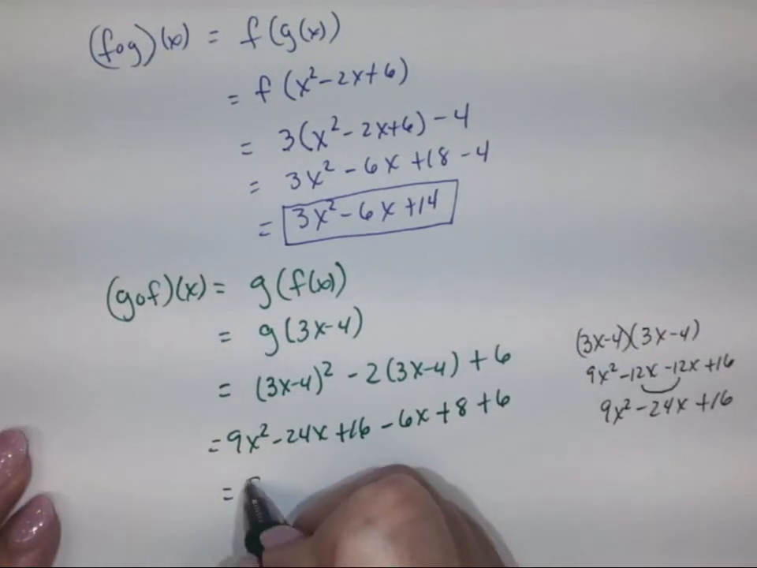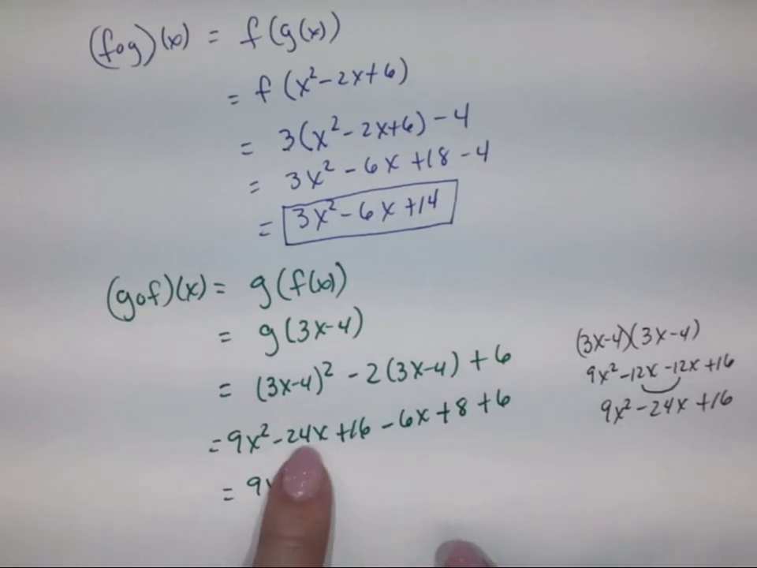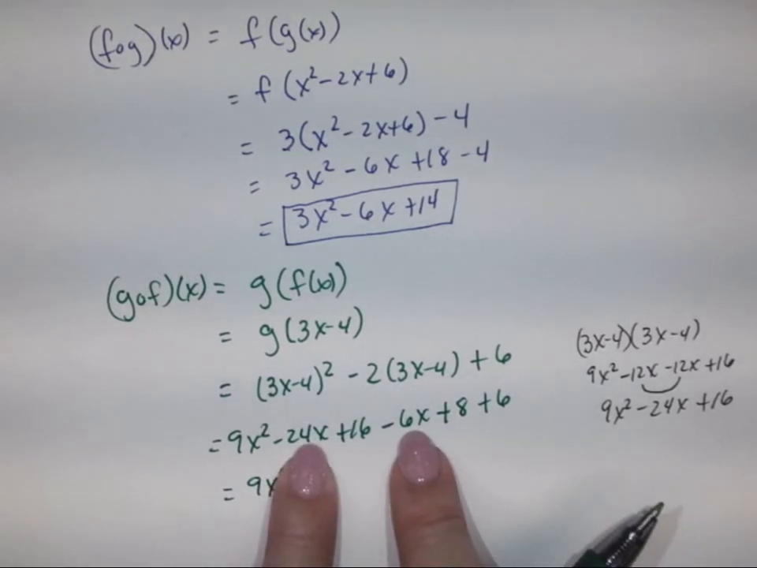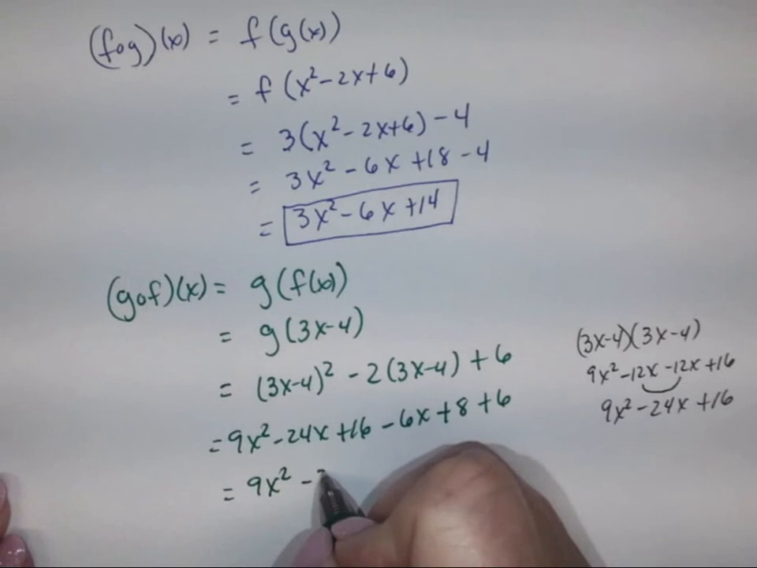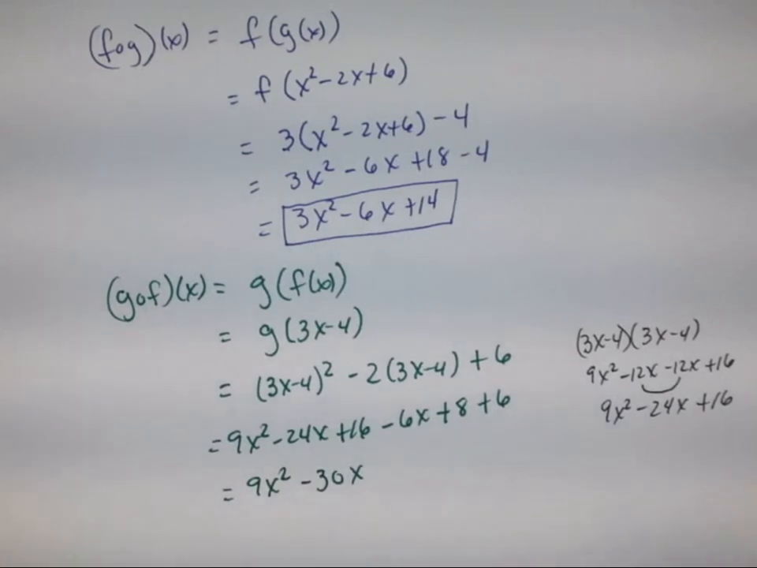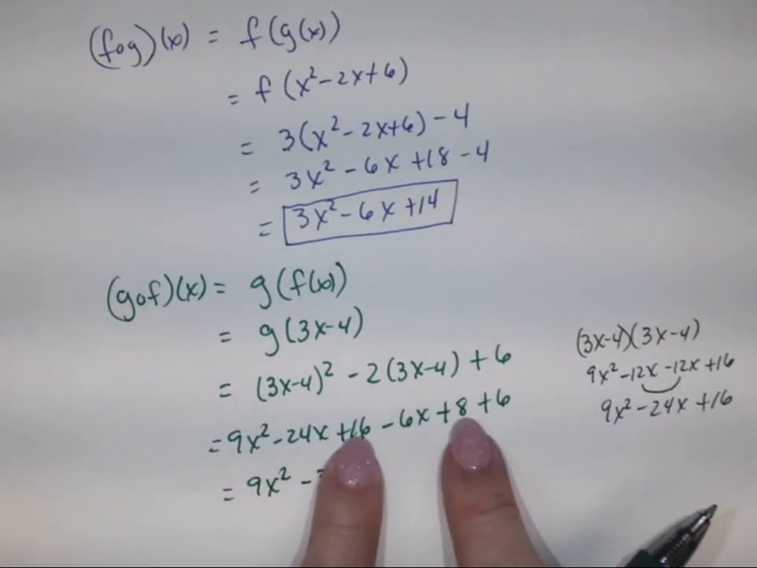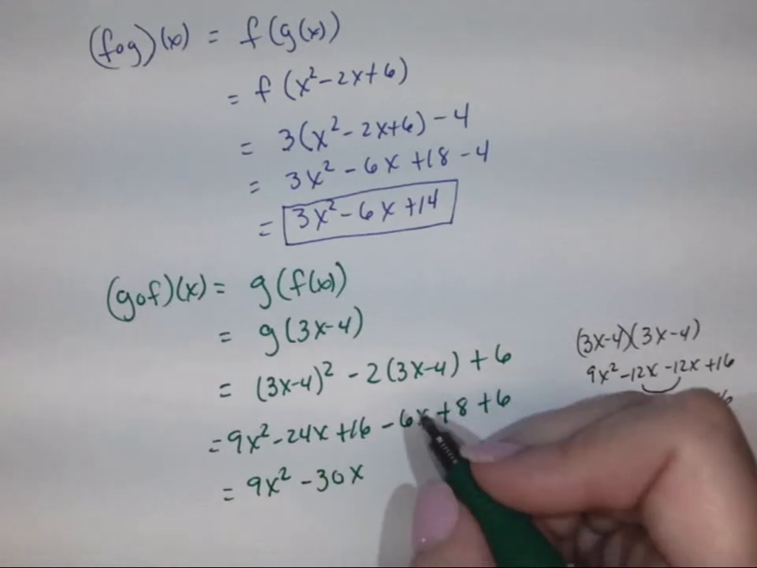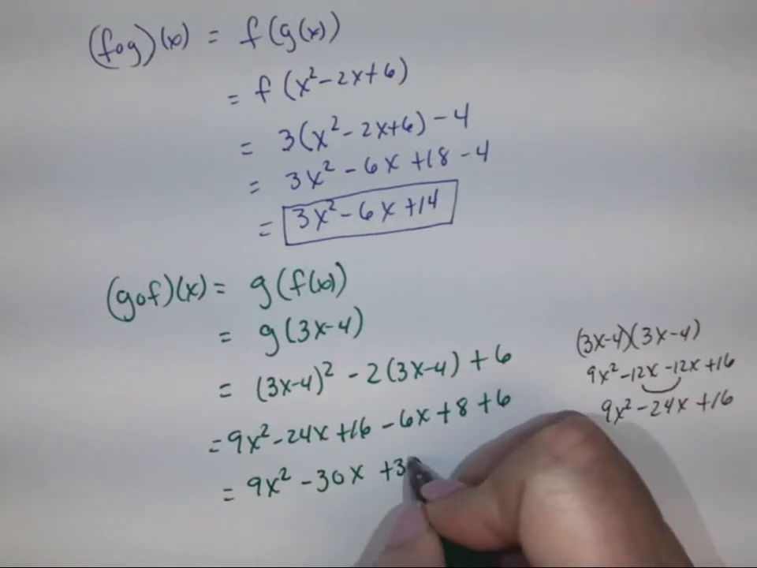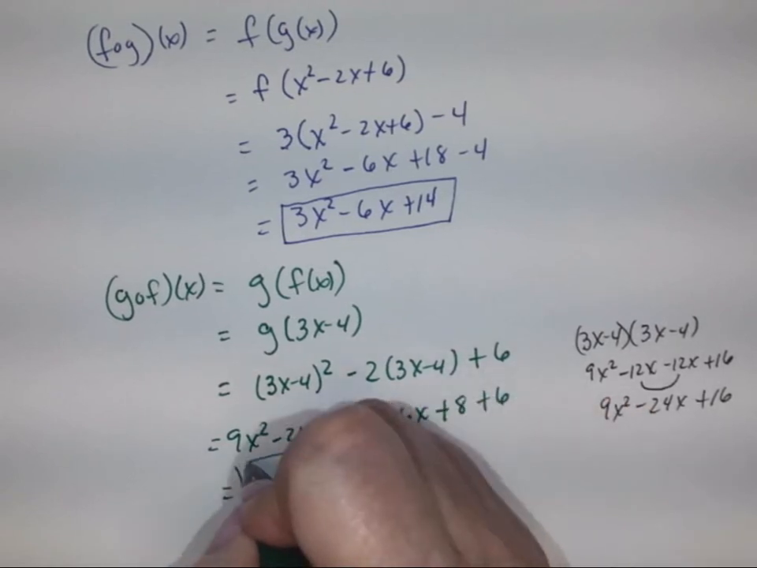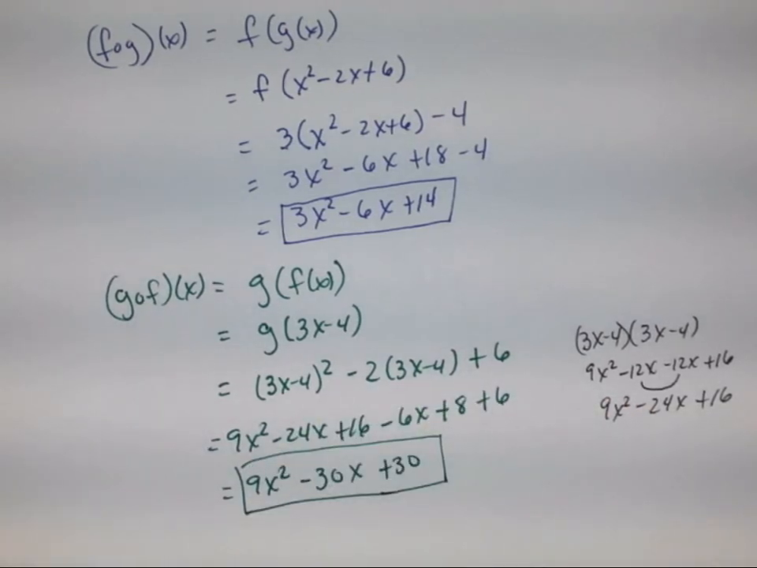Combining like terms, I get 9x squared. I have negative 24x and minus 6x will be minus 30x. And 16 plus 8 would be 24. 24 plus 6 would be 30. And this would be the value.